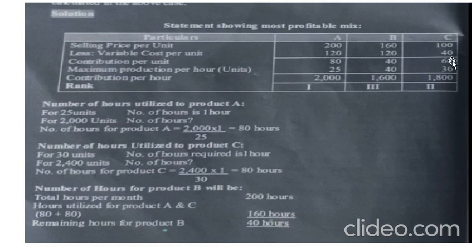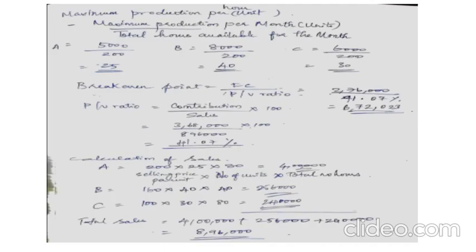As we have got the contribution per unit, and the maximum production is only 200 hours, let us find out how many units can be produced in 1 hour. We have a formula: maximum production per month in units divided by the total hours available for the month. Dividing units by number of hours will give us how many units are produced in 1 hour. As the base is 200 hours, we will find out for 1 hour how many units are produced.